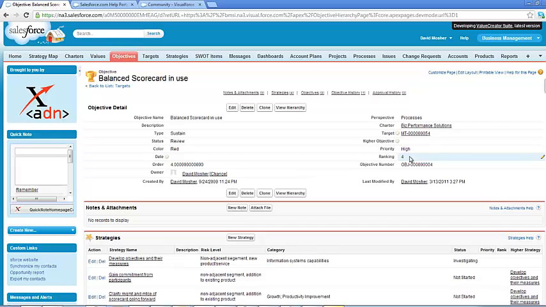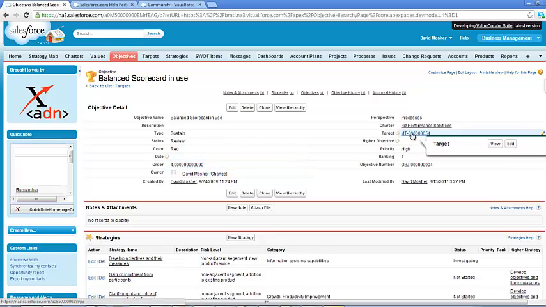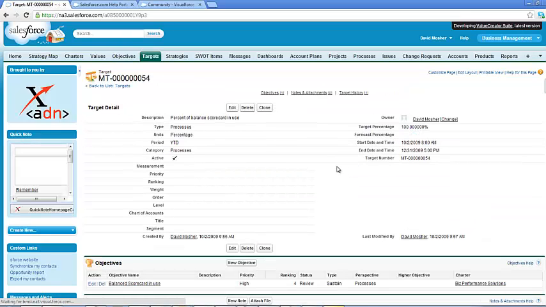So rankings either can be from lowest value up or from highest values down. You can decide on that. It's not defined within the system per se. Notice that this has a target on this particular one. Using Balanced Scorecard, there's a very specific target. So we drill down on the target here.